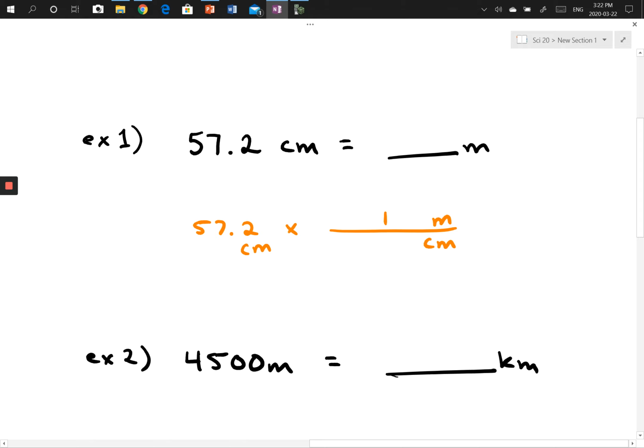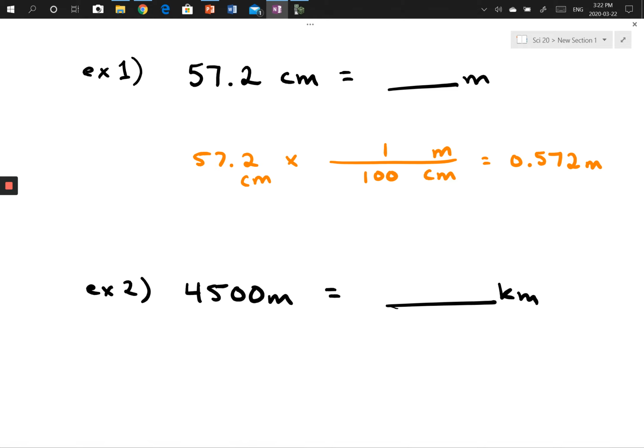How many centimeters in a meter? So I can go back and look at my chart. I know it's 100 centimeters in a meter. So this tells me what I'm going to do is take 57.2, multiply it by 1, and then divide by 100. Or I can just think of it as 57.2 divided by 100. And I would get 0.572 meters. So 57.2 centimeters is equivalent to 0.572 meters.